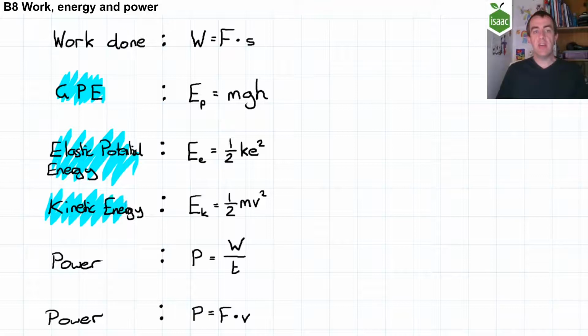Included next are 3 equations, one for gravitational potential energy, one for elastic potential energy, and one for kinetic energy. And these are just 3 examples of stores of energy. And if energy moves from one store to another, then work is done.